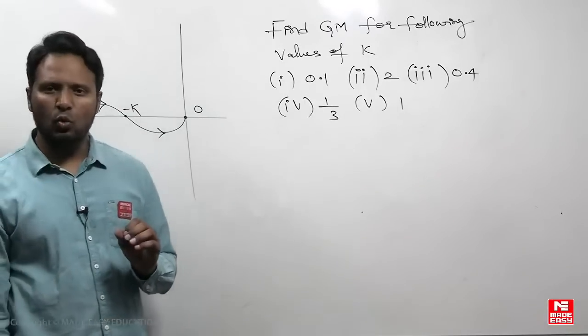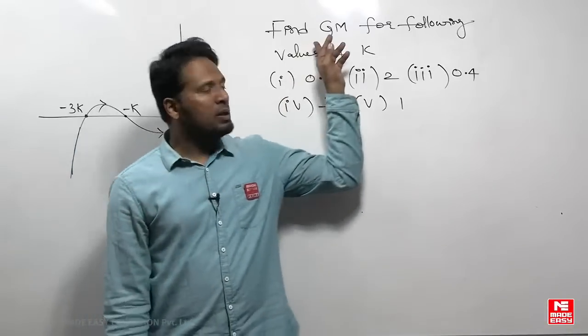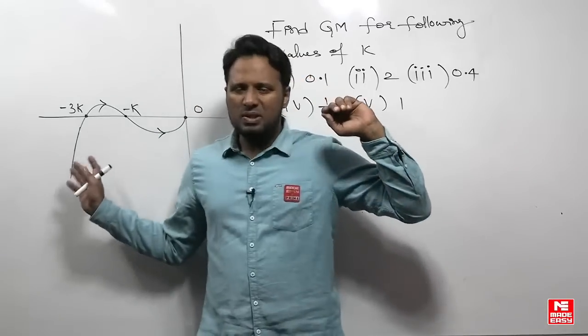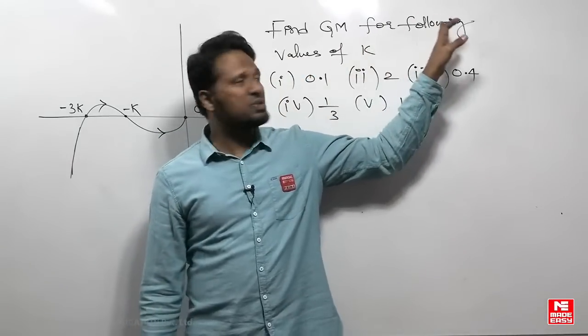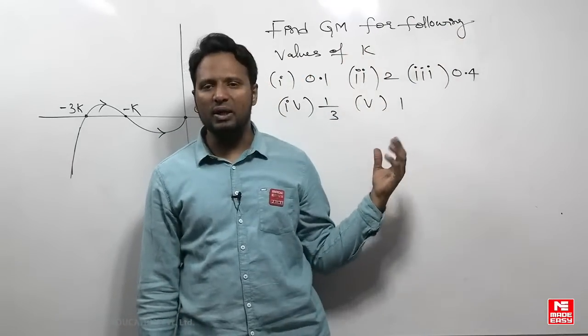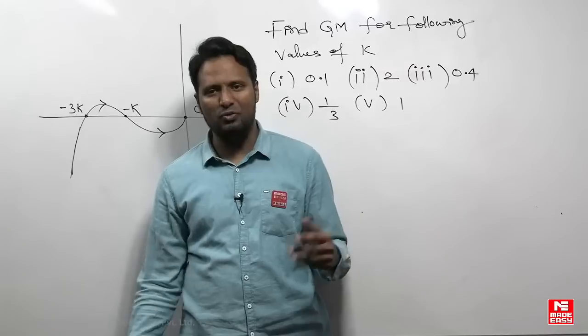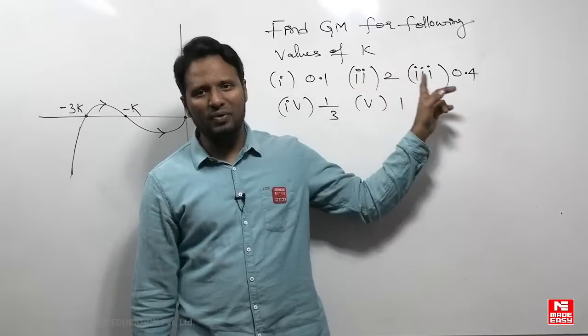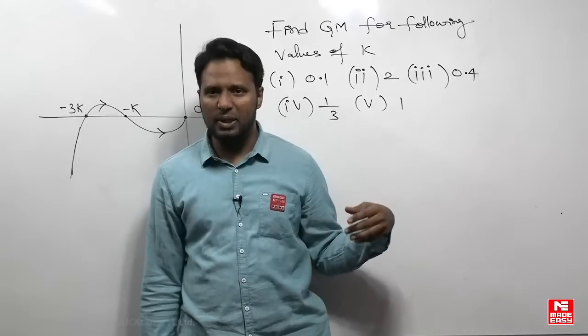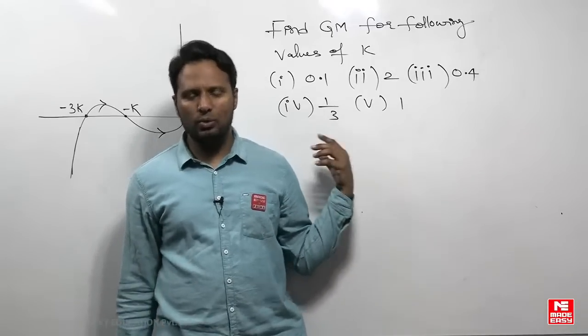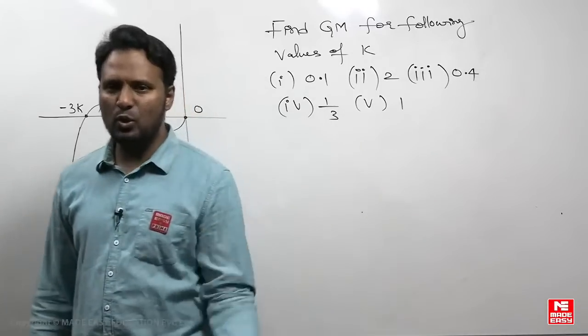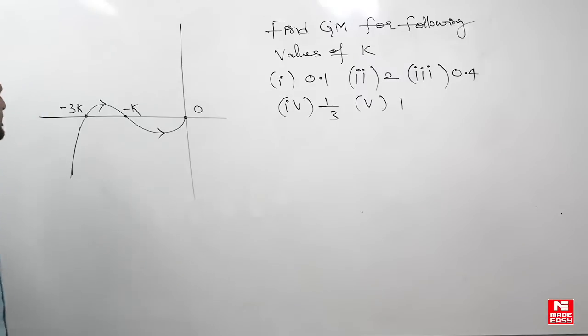Another very good question. Polar plot of your system is given. The question is to find the gain margin of the system for these values of k. And it's not just one question. I made five questions out of one. Usually one value of k is given to find the gain margin. I have taken five values because I want to teach you something different from here.